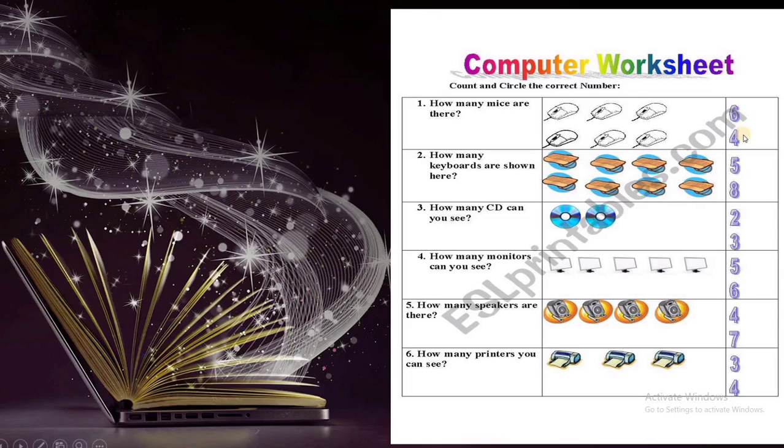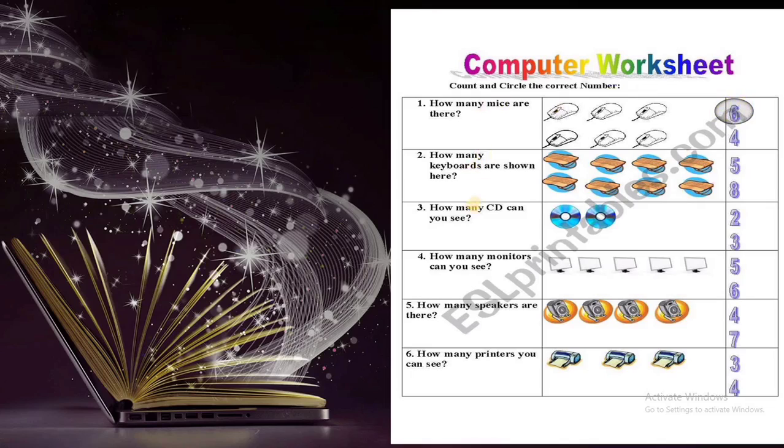First or second? So, the first one is the 6th number. So, we circle this number because it is the 6th number, right? Because it is the 6th number.